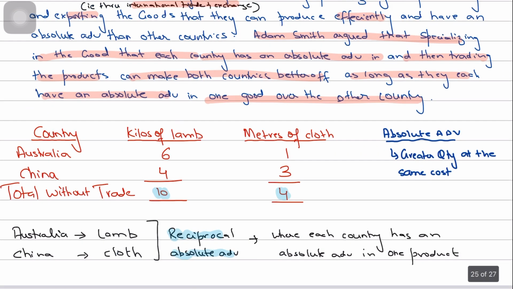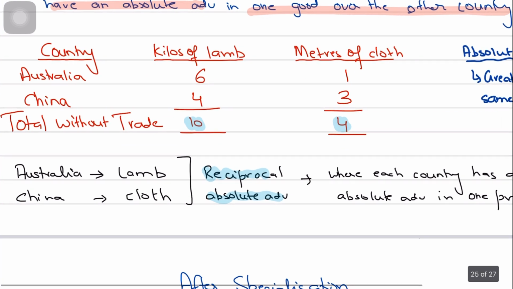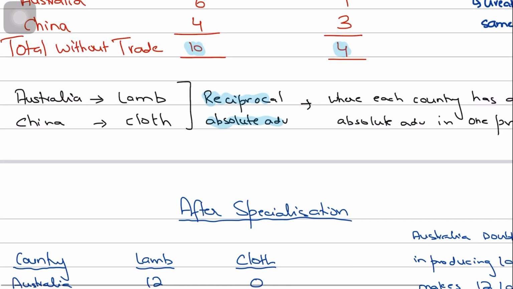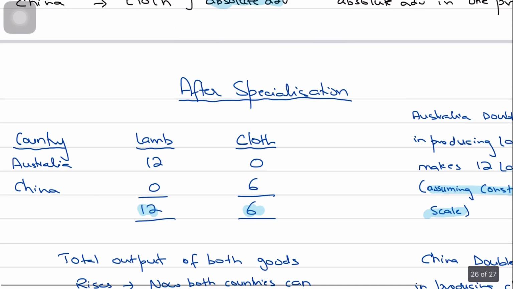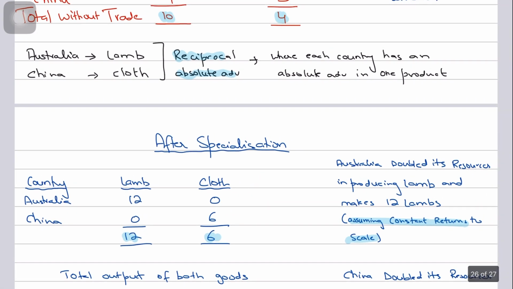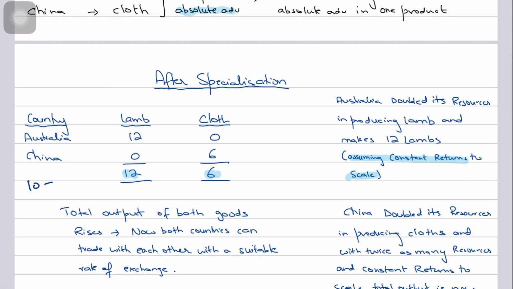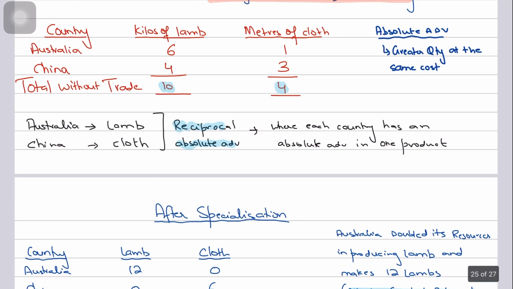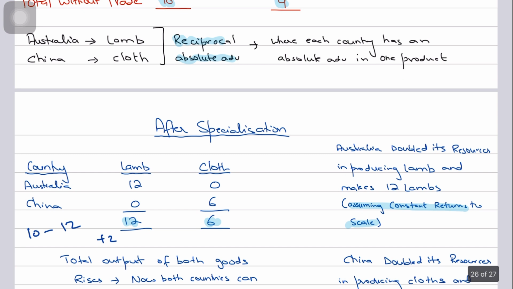Initially, what was the world output? The world output was 10 lamps and 4 cloths. Now you can see that the world output is 12 lamps, which means the world output for lamp goes up from 10 to 12. It increases by 2. On the other hand, the world output for cloth also goes up from 4 to 6. It also increases by 2.